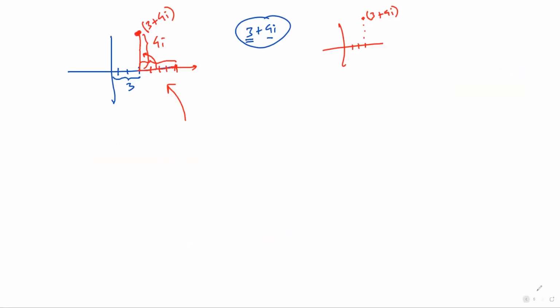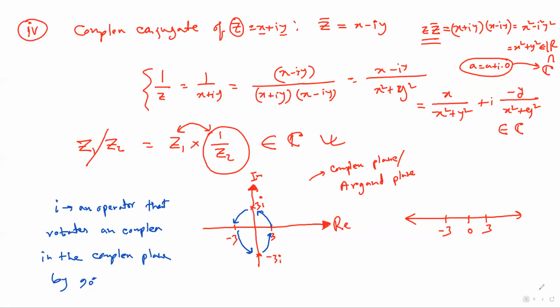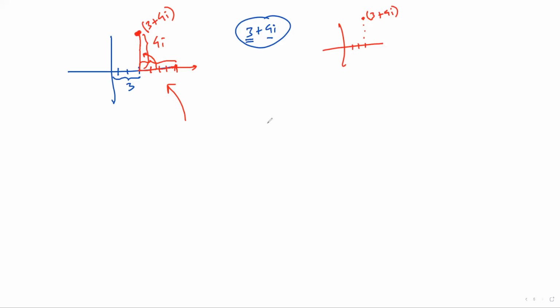Anyway, let's get back to our discussion. So we have defined all four operations of complex numbers, all four binary arithmetic operations. Now, let's see another kind of representation of complex numbers, which is the polar form.